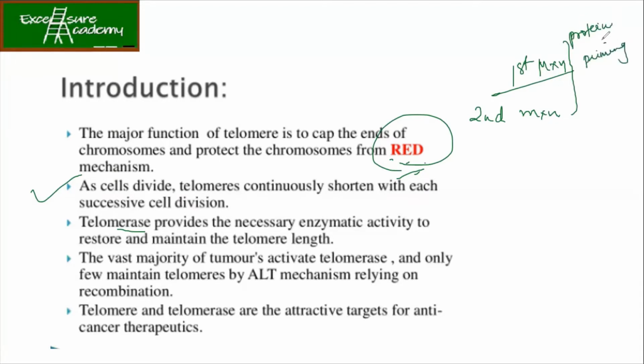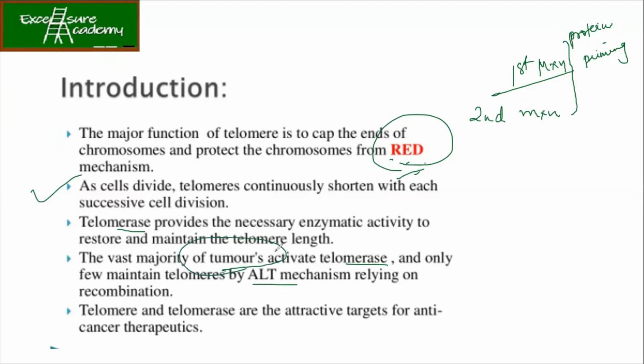Okay, good. So the vast majority of tumors activate telomerase and only a few maintain telomeres by the ALT mechanism relying on recombination. So what is ALT? It is alternative lengthening of the telomere, which is happening in the case of the tumors.